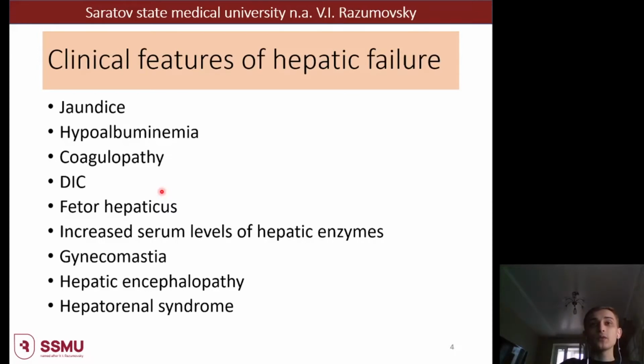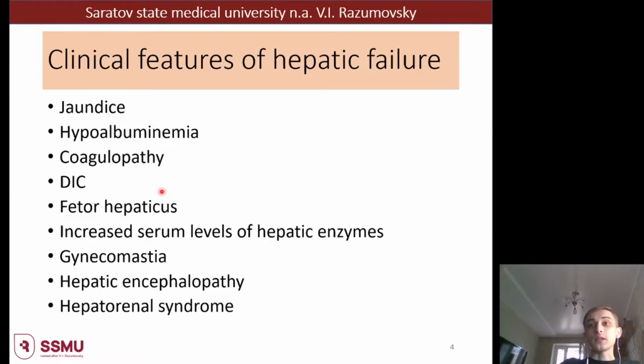Fetor hepaticus. Increased serum levels of hepatic enzymes will manifest in all parenchymal injuries of the liver. So we may see an increase of these products in case of damage of hepatocytes only. Gynecomastia, because the liver has some special products which will lead to overgrowth of the breast glands in men.